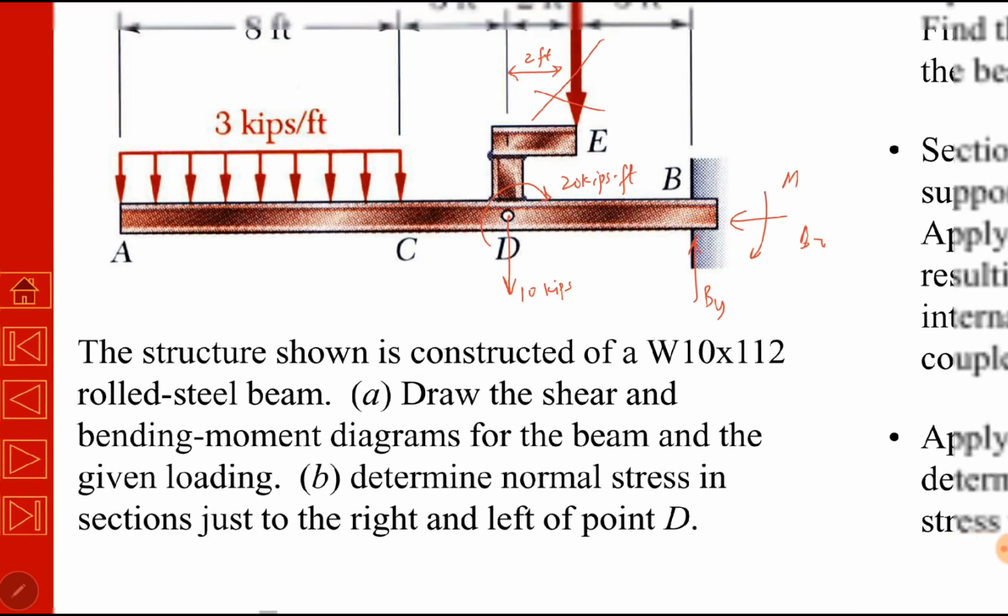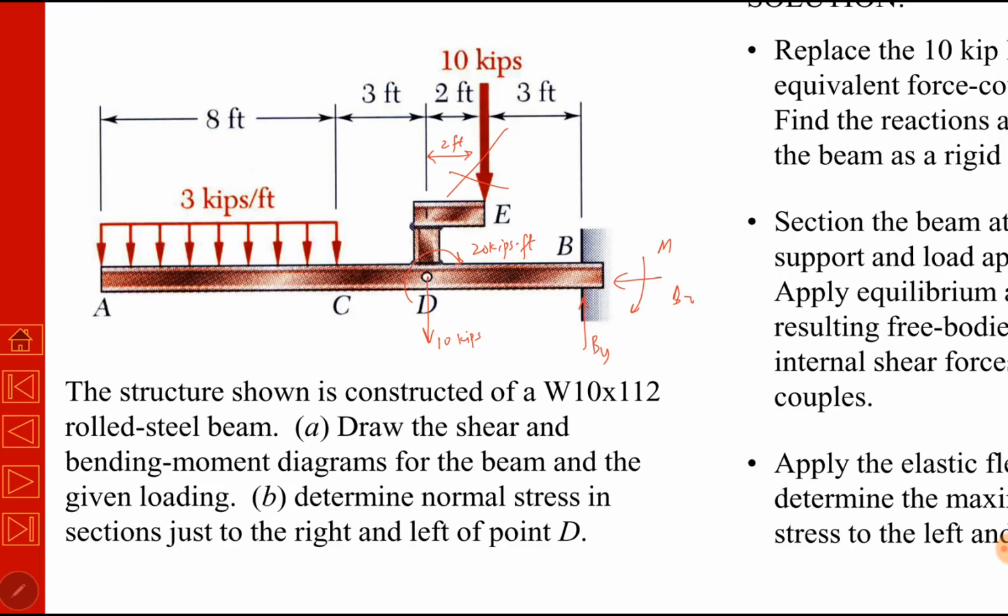Okay, the structure shown is constructed of a W10 cross 112 rolled steel beam. So this W10 into 112 is a wide flange beam, and we can get data for this beam from the end of the book, from appendix C, if you want to know the section modulus S or the moment of inertia I, or if we want to find c, we can find it from the table, from the appendix. All the data is given in the appendix for the standard beams. Appendix C.